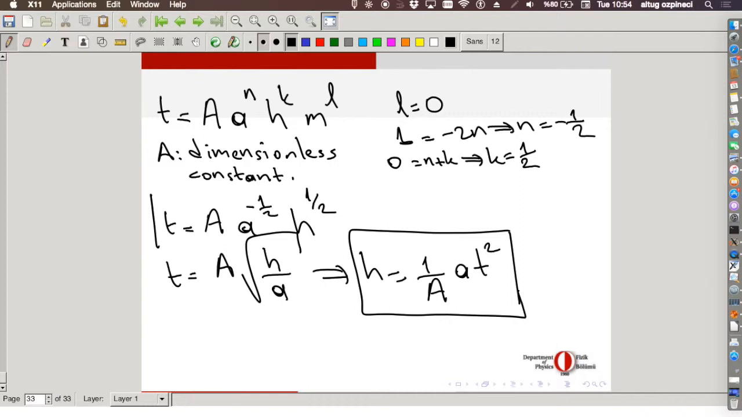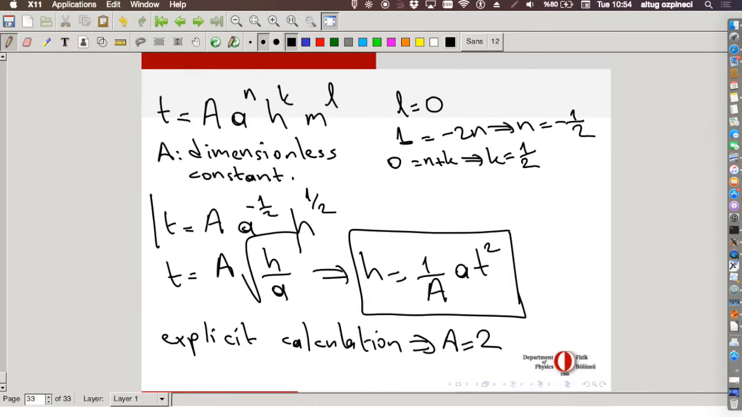a is constant and if you increase h by a factor of 4, for example, the time it takes to fall 4 times the distance is just twice as much. We didn't solve anything, but we can still make such conclusions. And what is this A? Explicit calculation just tells us that A should be equal to 2.